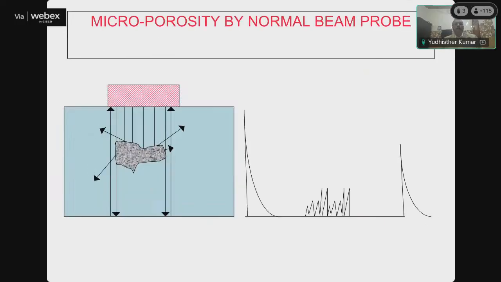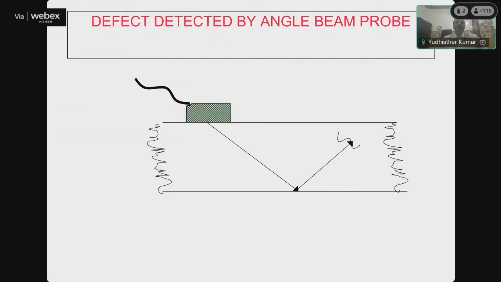This is a photograph of micro porosity inspected by a normal beam probe. This is a normal beam probe, and some micro porosity is present in the test object. So our screen will show this type of result. This is the back wall echo, the initial echo, and this type of signal is the response from the porous material.